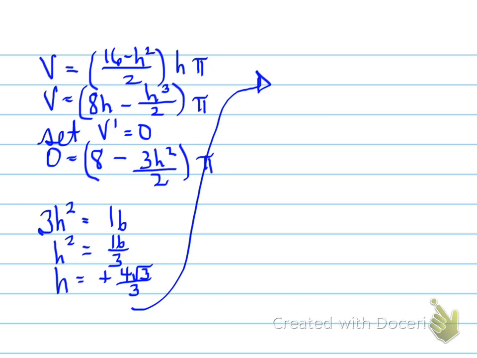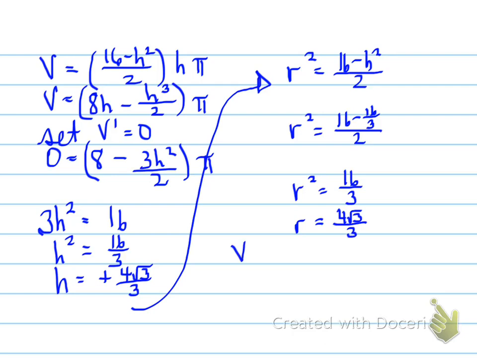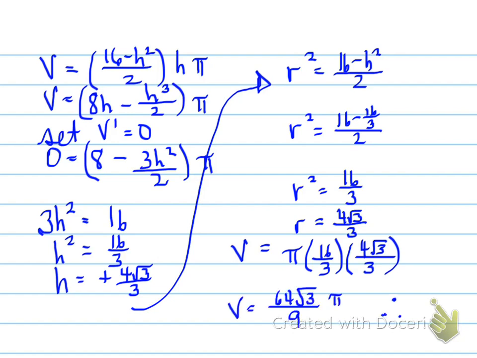Well, it can't be minus, folks, because we're talking about the height of something. So we can continue with just the positive value to find out what our r squared value is, which turns out to give our r value, which is 4 root 3 over 3, because the question asks for the dimensions, and it asks us what the volume will be. Well, the volume will be pi times the height times the radius squared. And when we calculate that value, we find that the volume is going to be 64 root 3 over 9 units squared.